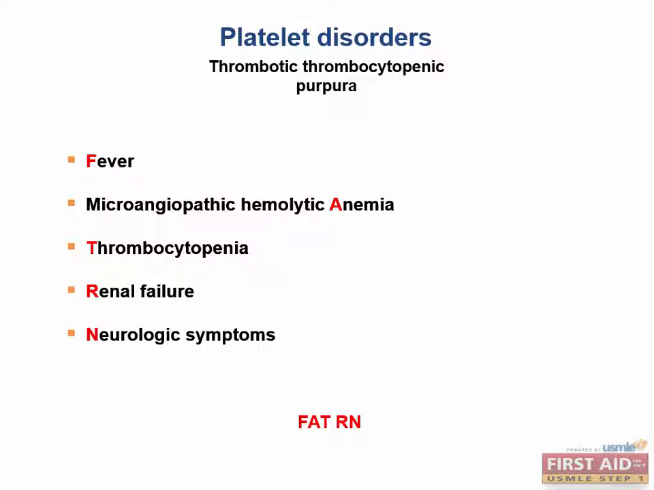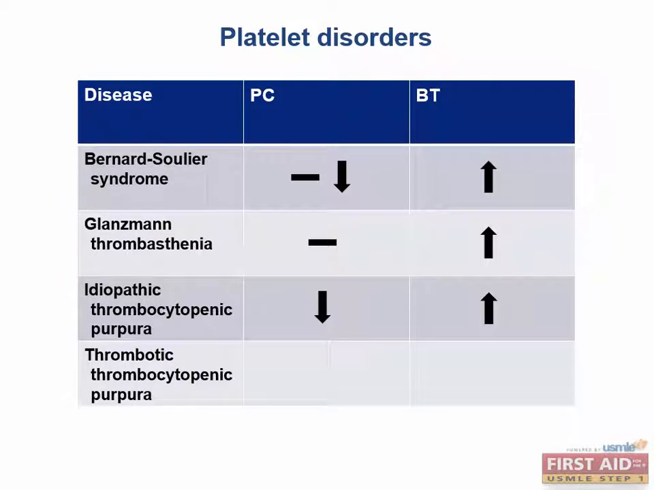It is important to remember that the other microangiopathic hemolytic anemia, hemolytic uremic syndrome, or HUS, presents with just the three middle letters of this mnemonic, meaning only anemia, thrombocytopenia, and renal failure. HUS does not feature fever and neurologic symptoms, and that is how you can tell these two diseases apart. Treatment for TTP is emergent exchange transfusion to clear the body of these von Willebrand factor multimers, and steroids.